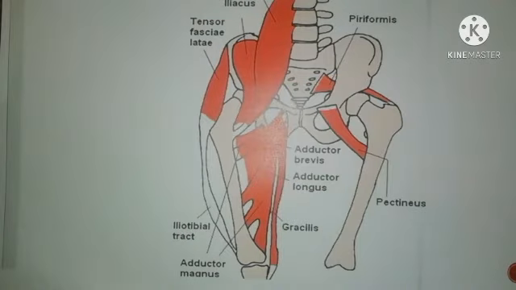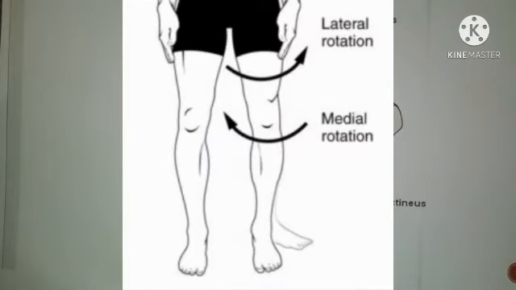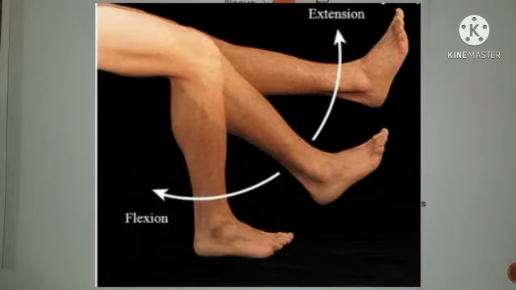Nerve supply is the superior gluteal nerve. Root value is L4, L5 and S1. The action of this muscle is abduction and medial rotation of thigh and extension of the knee joint.